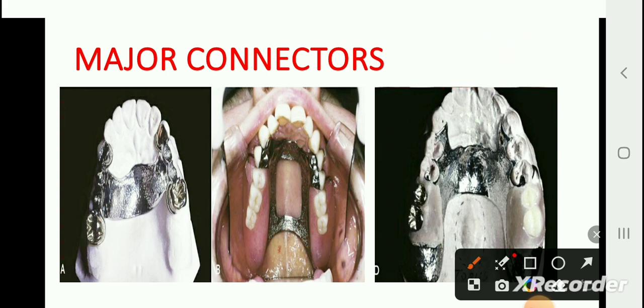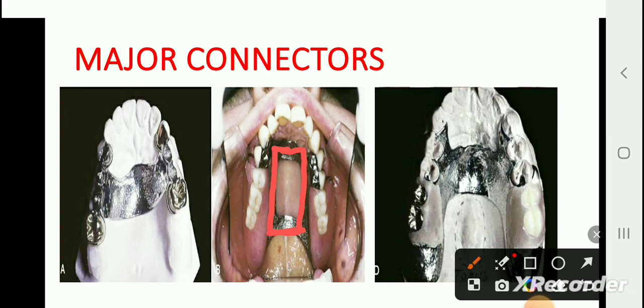And the phonetics of the RPD is affected mostly by the major connector. So, this is the major connector, and the phonetics is majorly affected because of this major connector.